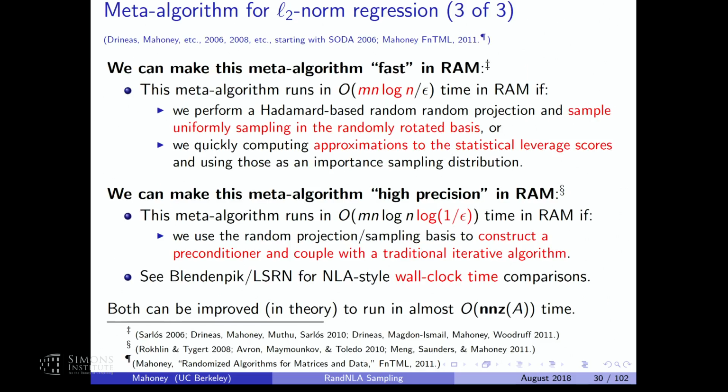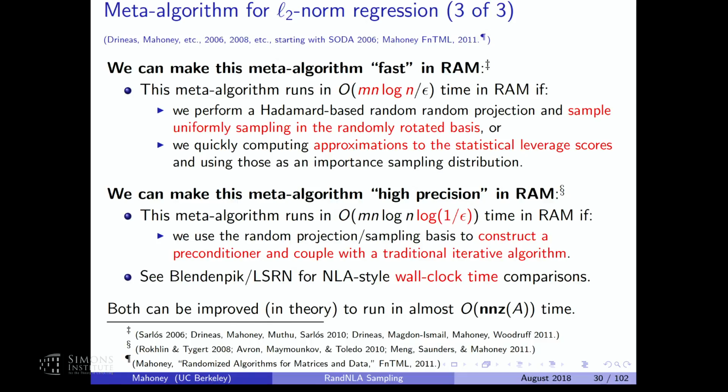All right, so there's sketch and solve. We can make this algorithm fast by running in RAM. We can make it high precision. So how do you make it fast? Use a Hadamard method. Use a count sketch method. Use any of a range of methods we've been talking about. Or compute fast approximations to the leverage scores. How? We saw this morning, you have your matrix A.